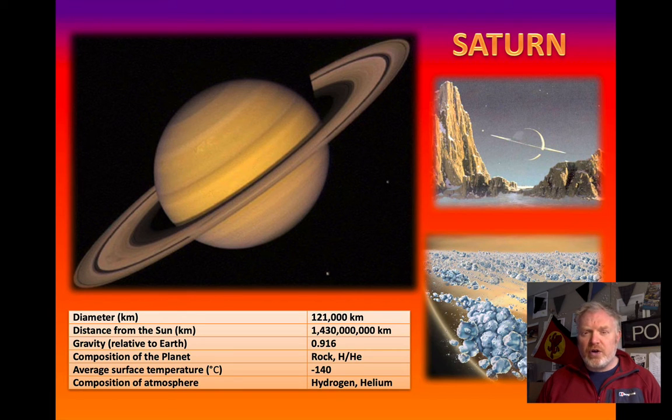Composition of the planet is rock and hydrogen helium again. The average surface temperature is minus 140. And the composition of the atmosphere is a mixture of hydrogen and helium.